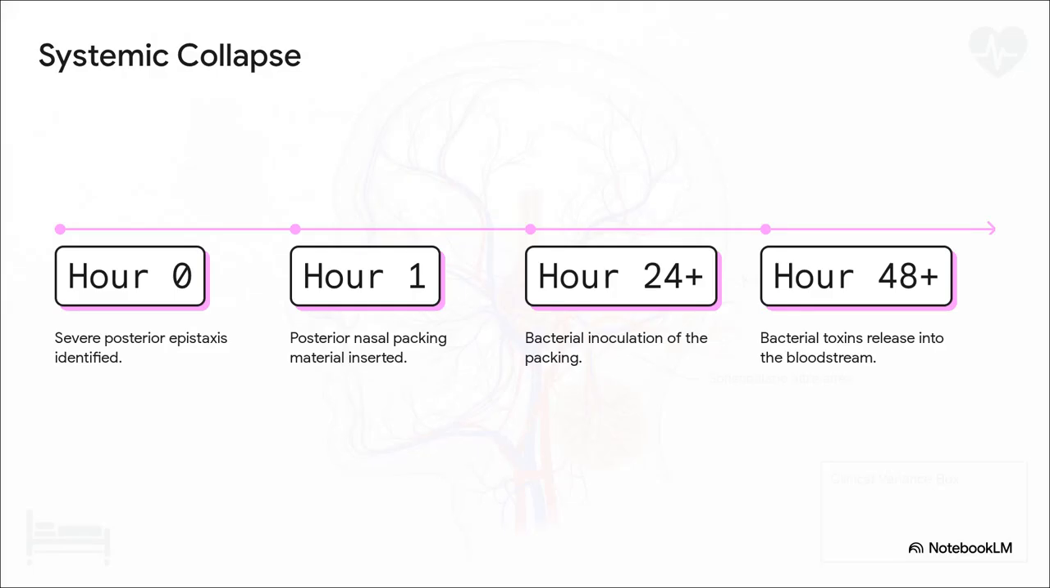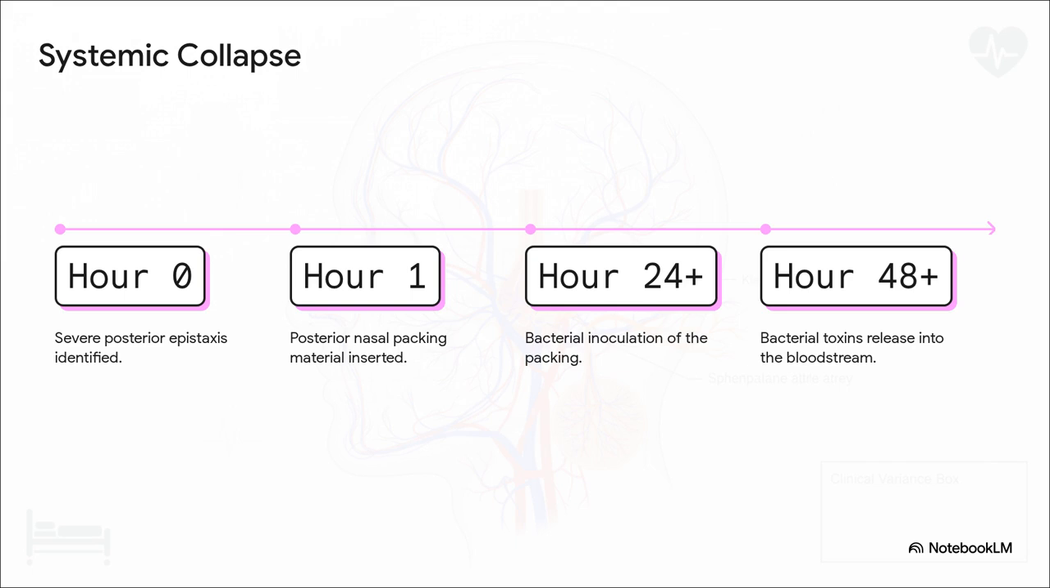Okay, this is arguably the most treacherous part of our explainer today. You've successfully identified a posterior bleed. You've executed the medical mandate of placing a balloon pack. You might take a breath and think the emergency is over. It's not. The mechanical management of massive posterior epistaxis introduces severe, completely masked systemic complications.